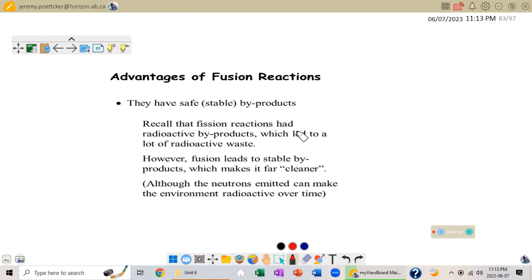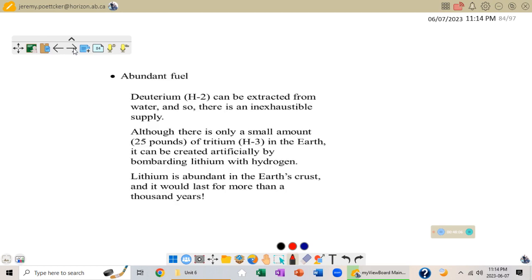Fission reactions definitely have radioactive byproducts, lots of radioactive waste. Fusion leads to stable byproducts, which makes it far cleaner. Now, those neutrons, I kind of skated over them. If they keep bombarding stuff around them, they can make it radioactive over time. So it's not perfect, but it's definitely not going to have the same amount of radioactive waste that we'd have if we were dealing with a fission reactor.